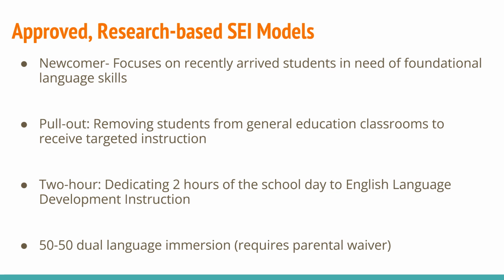And then the 50-50 dual language immersion model. This requires a parent waiver. It's a specialized program aiming to promote bilingualism. This strategy integrates dual language instruction, which is why it requires a parental waiver, because it deviates from standard English immersion approach. It's called 50-50 because instructional time is split 50-50 between the 2 languages. And the hope with this one is promoting proficiency in both languages, not just one language, English, right?